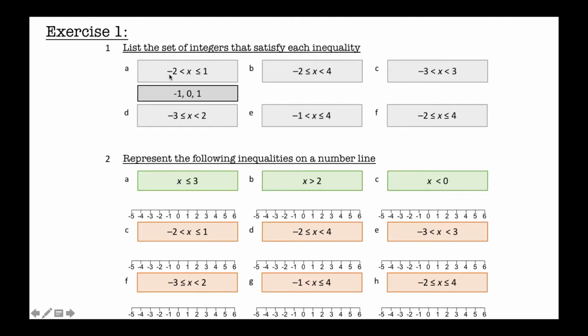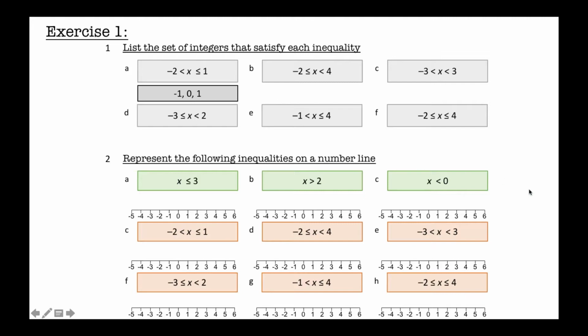So this one is saying that -2 is less than x, which is less than or equal to 1. And that just means that any number between -2 and 1, but you must be careful because it doesn't include -2, look. Okay, so it doesn't include -2, so it's -1, 0, and then this does include 1, so I can use 1 there.